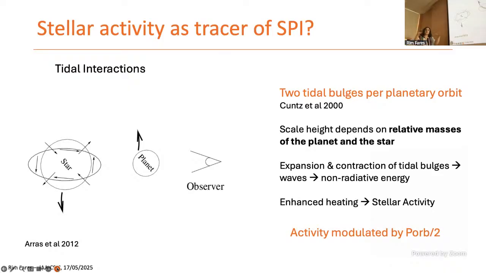And in these tidal bulges, you have wave propagation, so you might induce some activity that is not really internal, I would say, to the star. It is caused by star-planet interaction. So it was suggested that you would have an enhancement of the activity that is modulated by the orbit of the planet divided by 2.